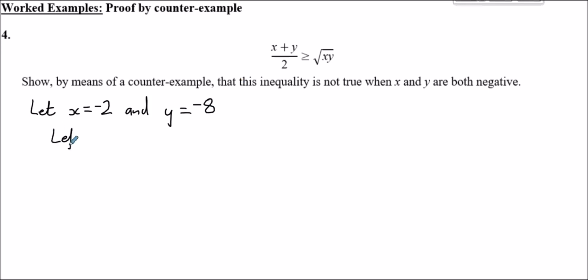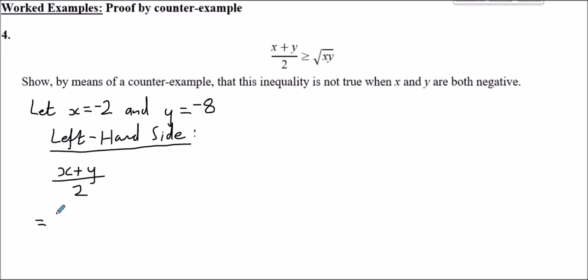Then let's consider the left-hand side separate to the right-hand side. The left-hand side of this is x plus y over 2, which should now equal minus 2 plus minus 8 over 2. Minus 2 plus minus 8 is minus 10. Divide that by 2, and that's equal to minus 5. So just by considering the left-hand side of this inequality, which is this bit here, we get minus 5.